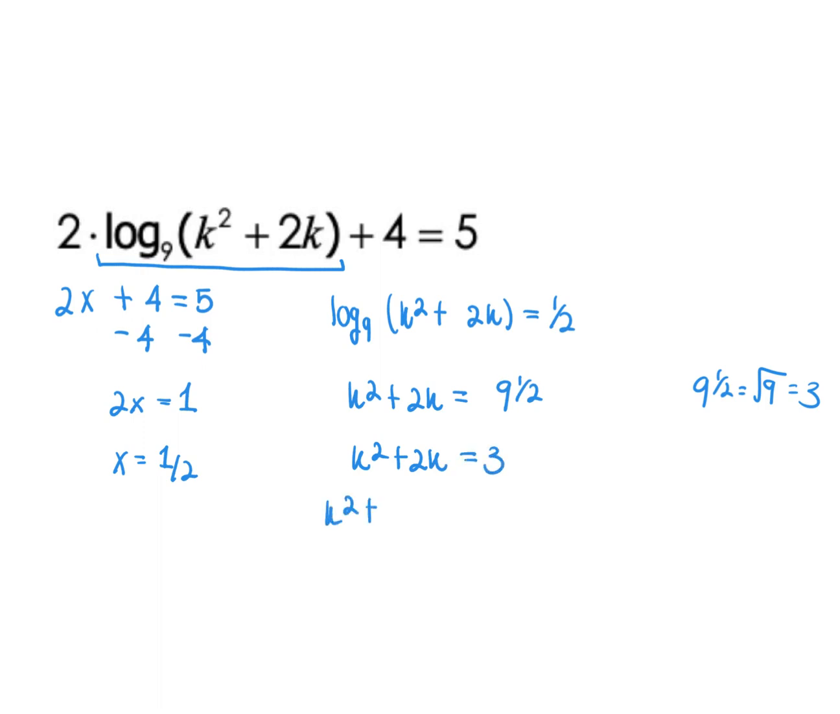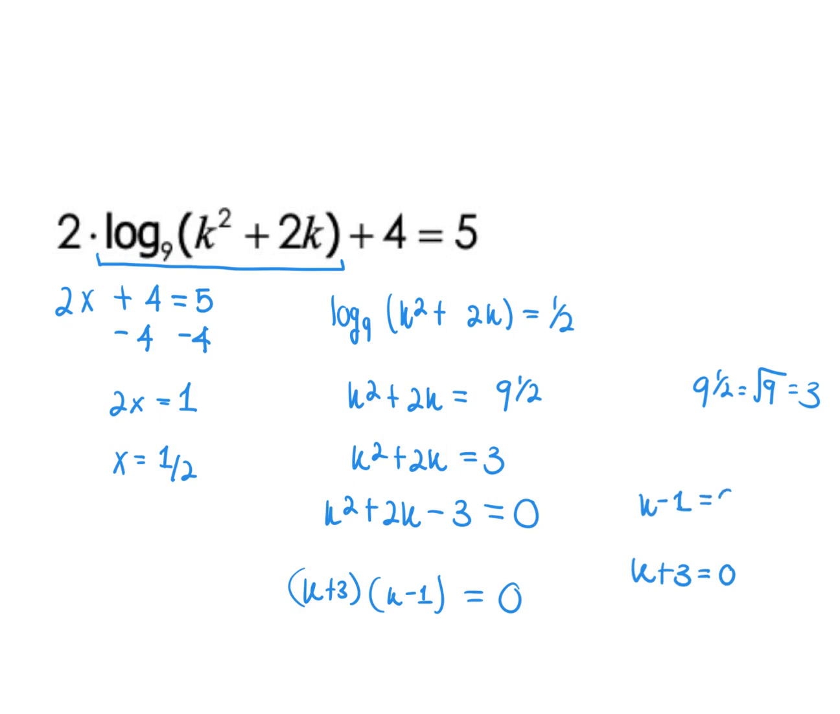So then we'll have k squared plus 2k minus 3 equals 0. And then we think of two numbers that multiply to negative 3 and add to positive 2. That's going to be positive 3 and negative 1. So our options are k plus 3 equals 0 or k minus 1 equals 0. So k is either 1 or k is negative 3.